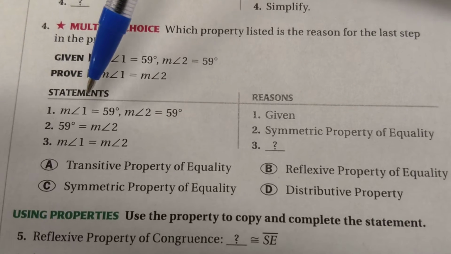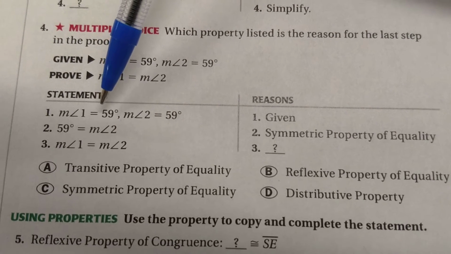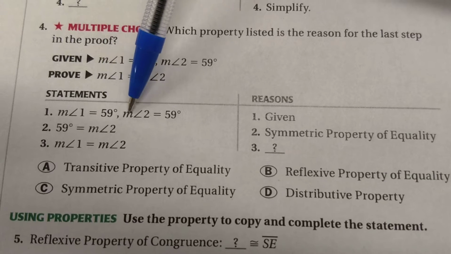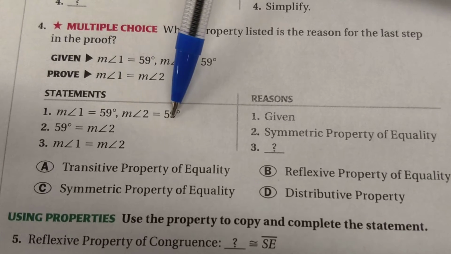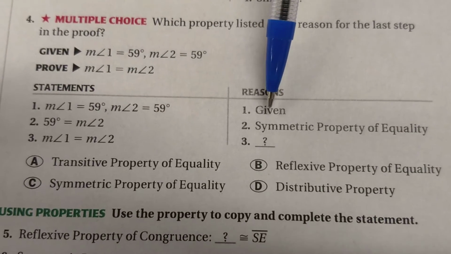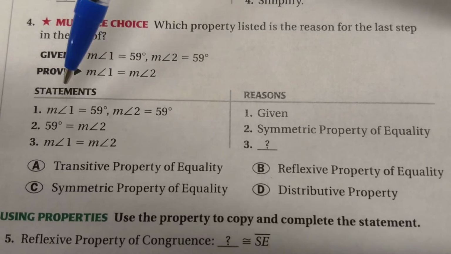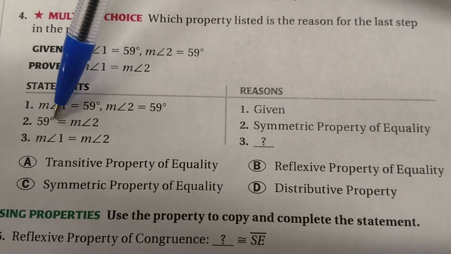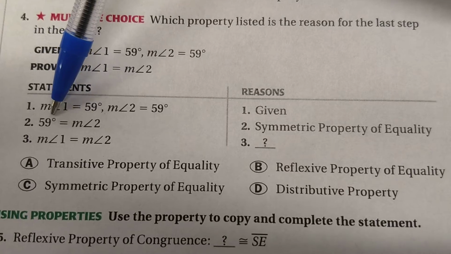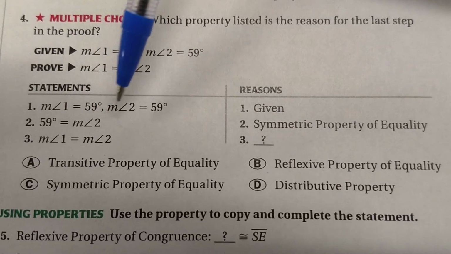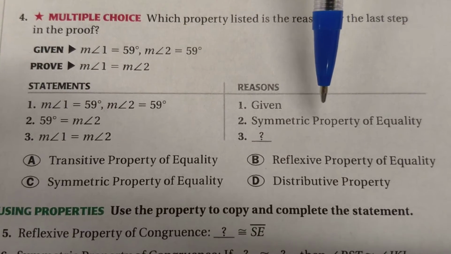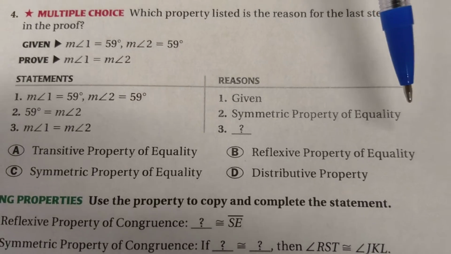The first thing in the statements side of our two-column proof would be to just tell what we know. We know the measure of angle 1 and angle 2 are both 59 degrees. The reason that we know that is because it's given to us. Then the second thing that we could say is that 59 degrees equals the measure of angle 2. We know that because of the symmetric property of equality.